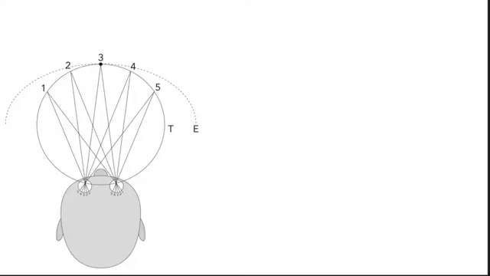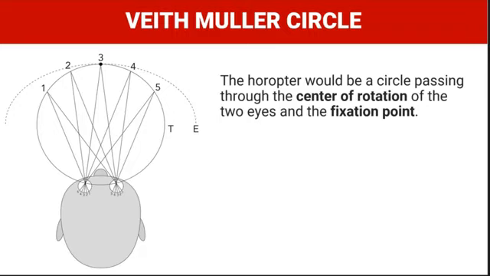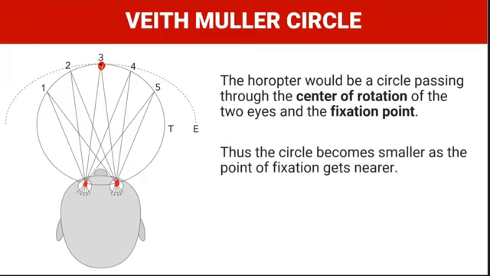Now, according to this model, that is the Wieth-Muller circle, basically the horopter can actually be drawn as a circle which passes through the fixation point here, okay, and the two center of rotation of the eye. So if you take the fixation point and the two center of rotation of the two eyes and you draw a circle, that is how you get basically a horopter, right? Since the horopter was circular in shape, this is known as the Wieth-Muller circle.